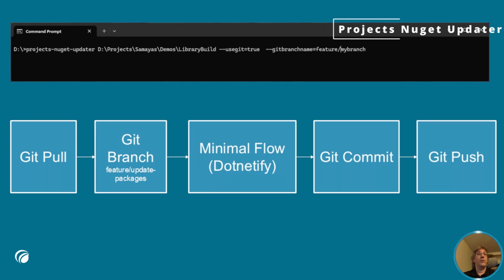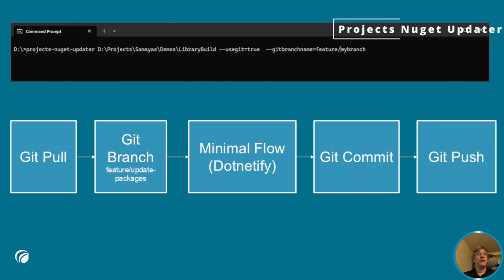And now, when we are in this scenario, the default for my branch is feature / update packages, but there's a parameter, git branch name, which allows me to define whatever feature / my branch, my fix, whatever. So again, you have a flexibility of defining the branch name you want to create.